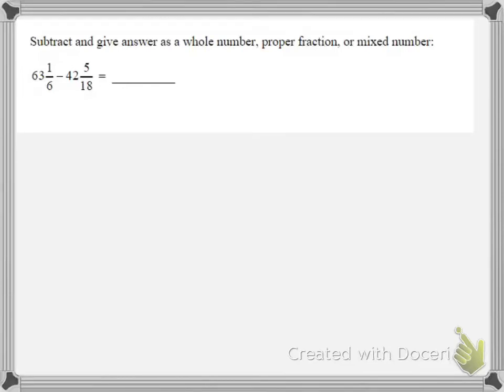In this example, we are going to subtract our mixed numbers, and we are going to give our answer as a whole number, a proper fraction, or a mixed number. So I have the mixed number 63 and 1/6 minus the mixed number 42 and 5/18. So this is actually problem number 10 from your exit exam review guide.